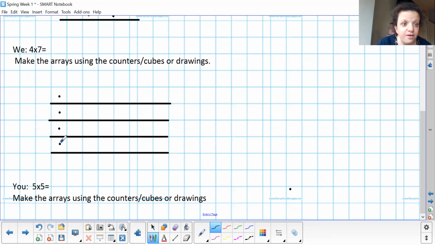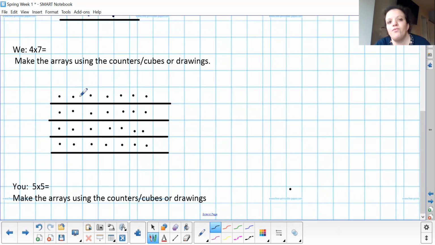So 1, 2, 3, 4, 5, 6, 7. Line them up. 1, 2, 3, 4, 5, 6, 7. There we go, so I've lined them up a bit better this time.